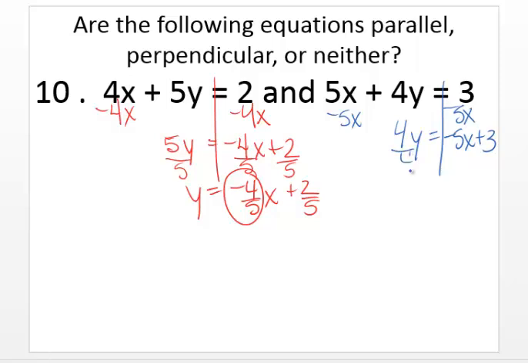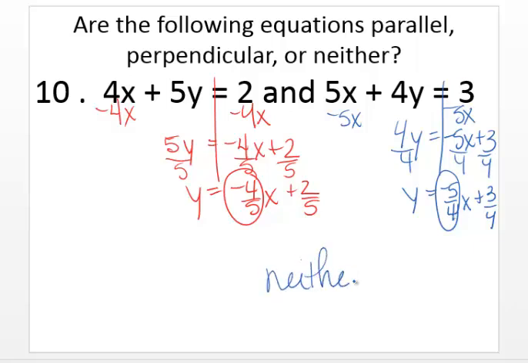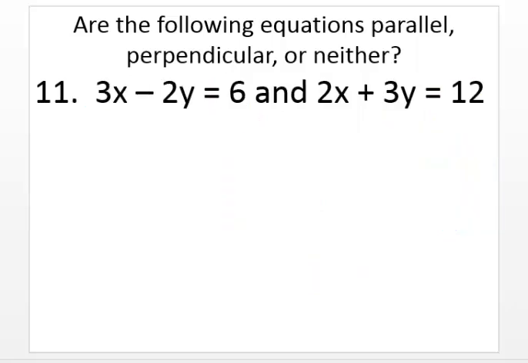Divide by 4 on both sides everywhere, and I end up with y = -4/5 x + 3/4. The slope of this line is -5/4. The slope of the first line was -4/5. While they're reciprocals of each other, they are not negative reciprocals, so therefore they're neither parallel nor perpendicular.